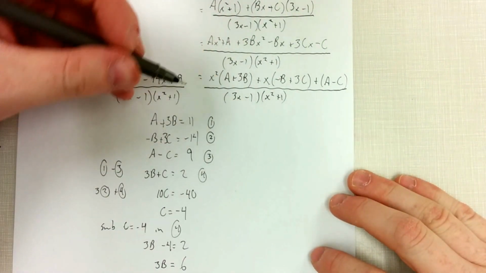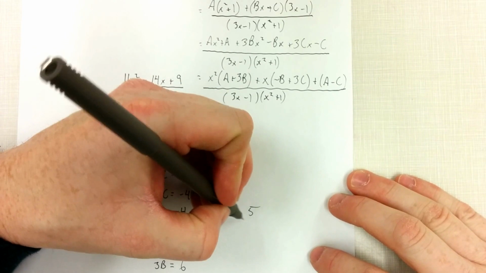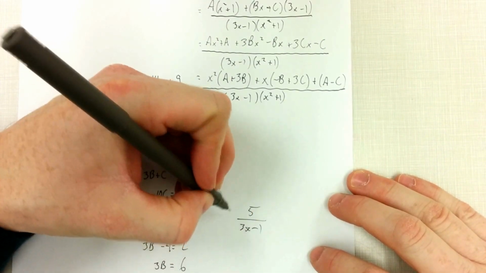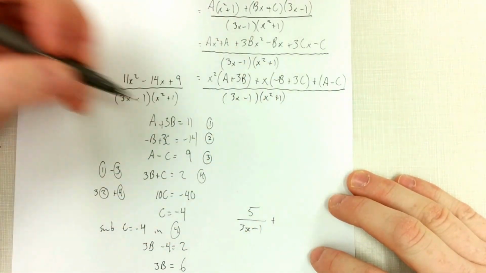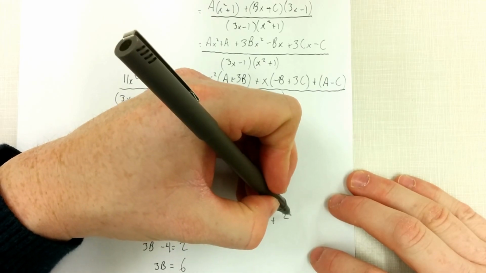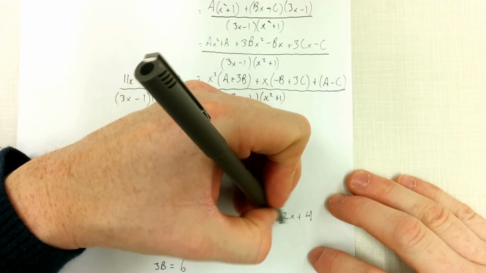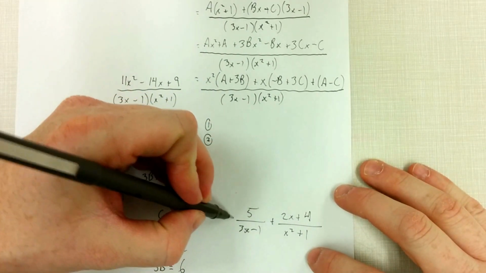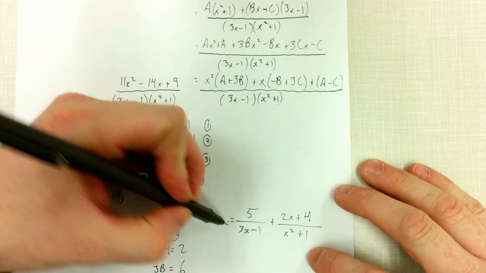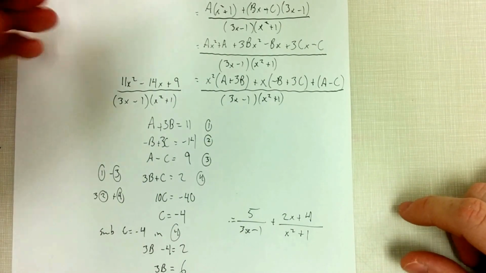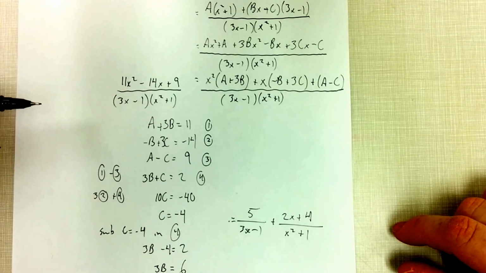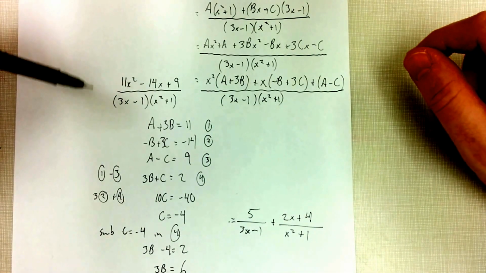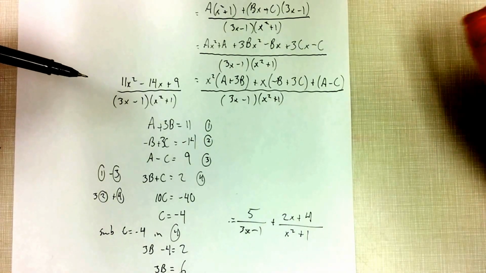So my fractions that I need are 5 over 3x minus 1 plus 2x plus 4 over x squared plus 1, which will be equal to what I'm looking for, my original 11x squared minus 14x plus 9 over 3x minus 1 times x squared plus 1. Okay, thank you.